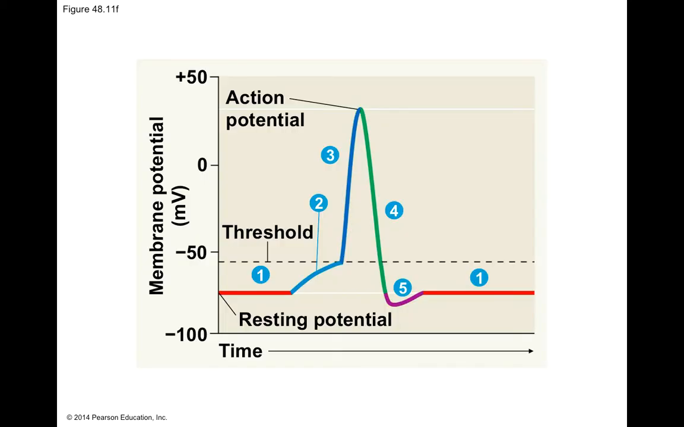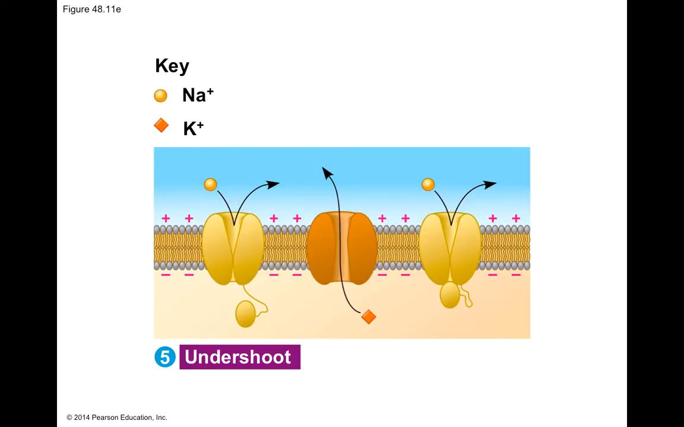Stage 5 is called the undershoot. The potassium ions are so intent on getting out of the cell that they actually go right past resting potential and hyperpolarize a little. The gated potassium channels close and the cell gets itself back to resting potential. The remaining sodium channels close and some potassium channels are still open. These will eventually close as well.